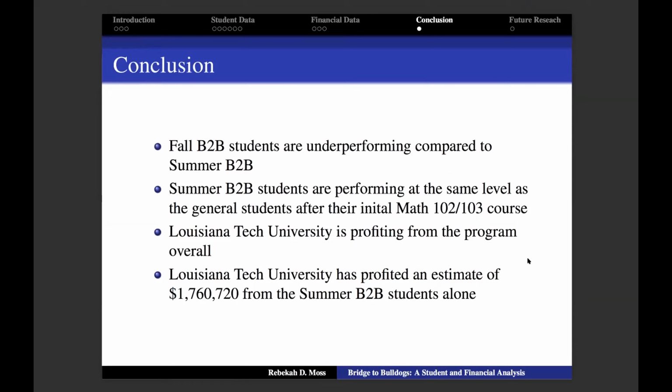In regards to the financial analysis, we found that Louisiana Tech is profiting from the program. Specifically, the program has profited an estimate of $1.7 million from the students who began in the summer alone. That doesn't take into account any fall Bridge to Bulldog students.